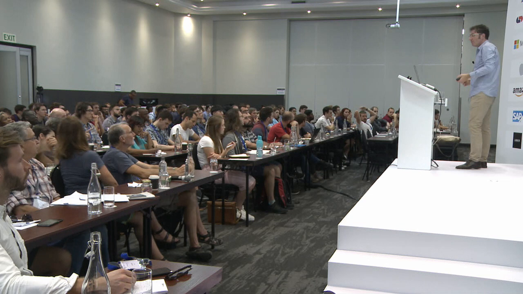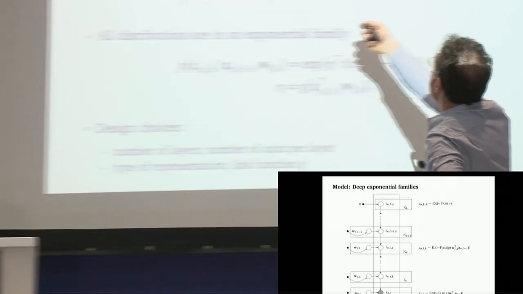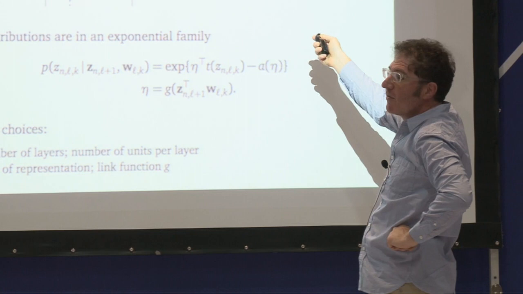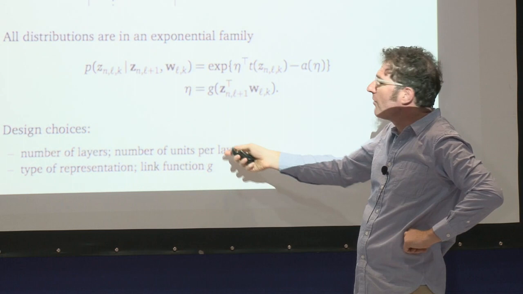Yeah, you do, right. So you're asking about the particular form of this distribution, and so this might be a Gaussian, but G doesn't have to be the identity. It can be some nonlinearity. Okay, all distributions are in the exponential family, and so to your question, what are the choices we have when we design these deep exponential families?